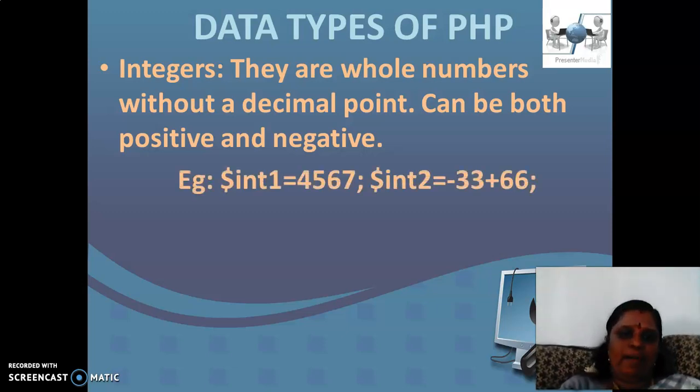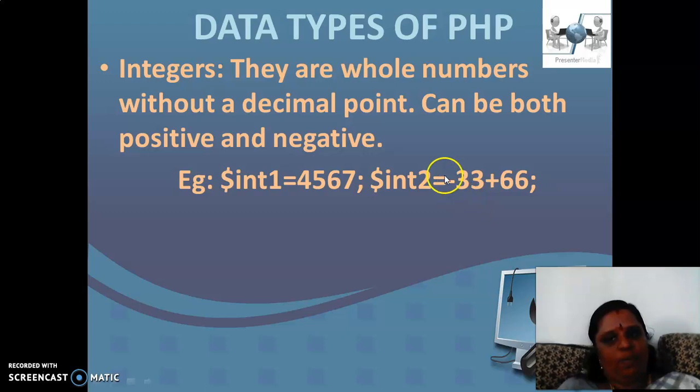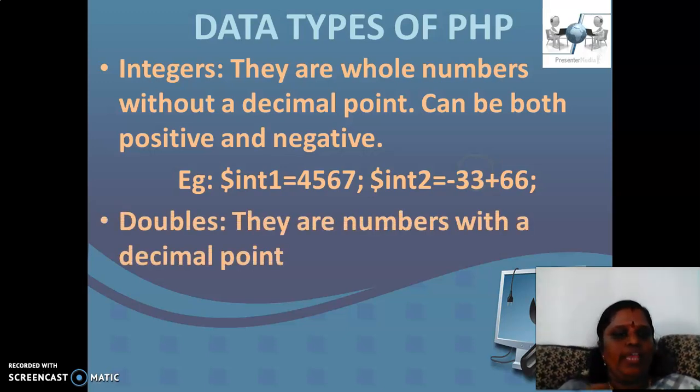Okay, so for example, this int1 is a variable name. It should start with the dollar symbol. $int1 is equal to 4567. 4567 is the number value. It is an integer value. And here also minus 33, plus 60, this is also an integer value. Any doubt in this integer? You can go to the next data type.